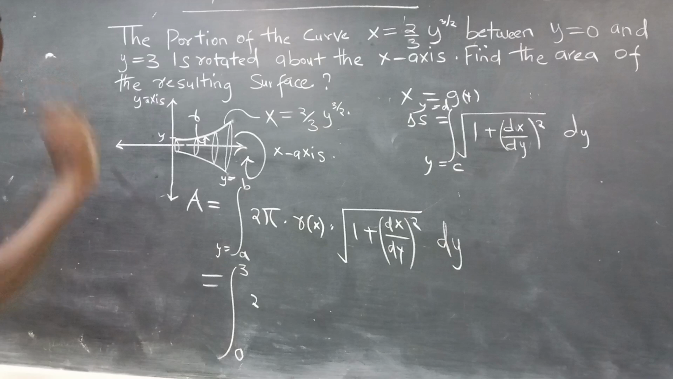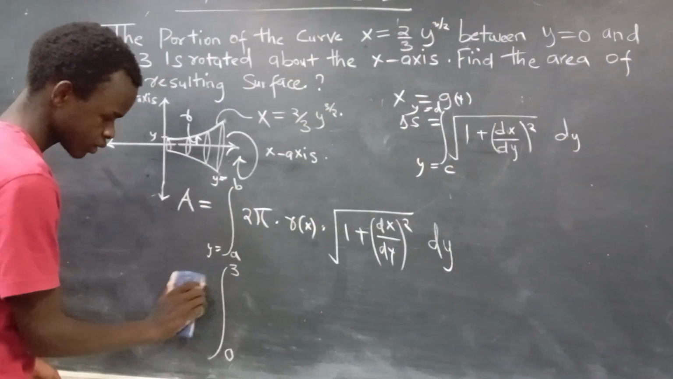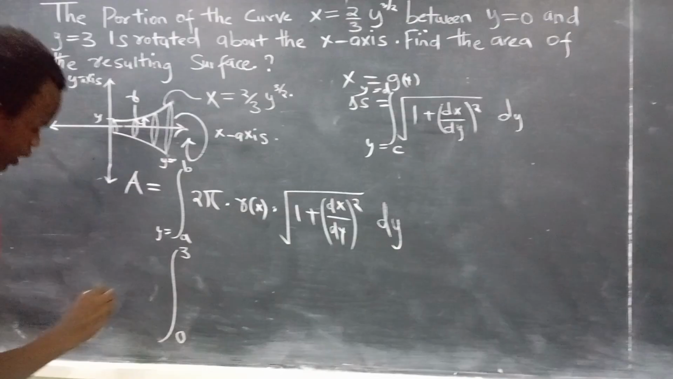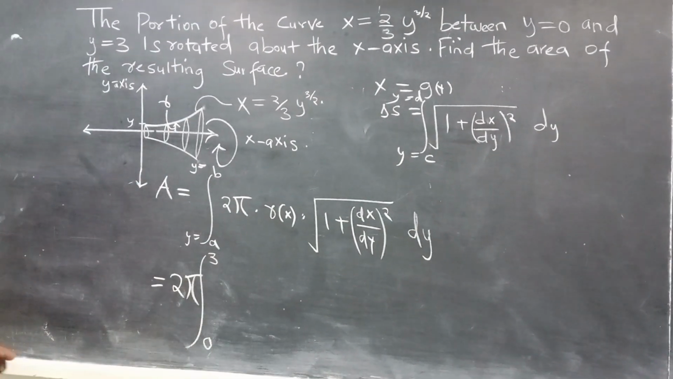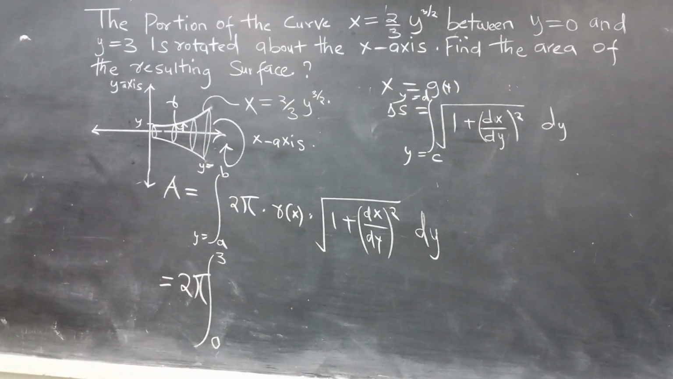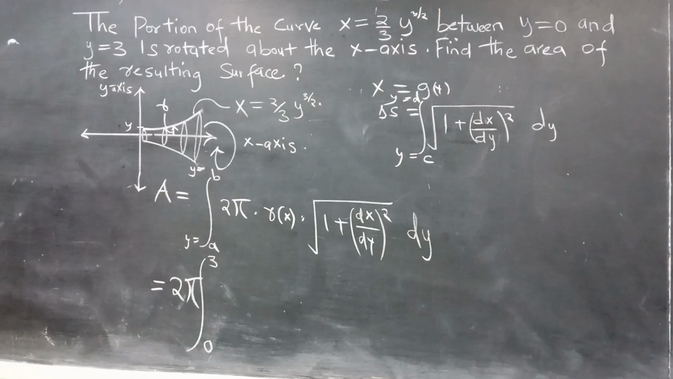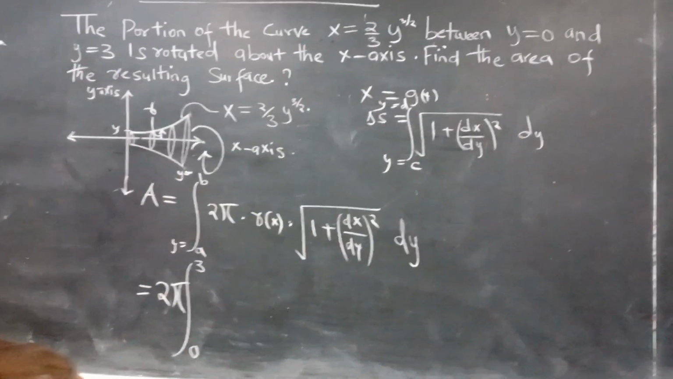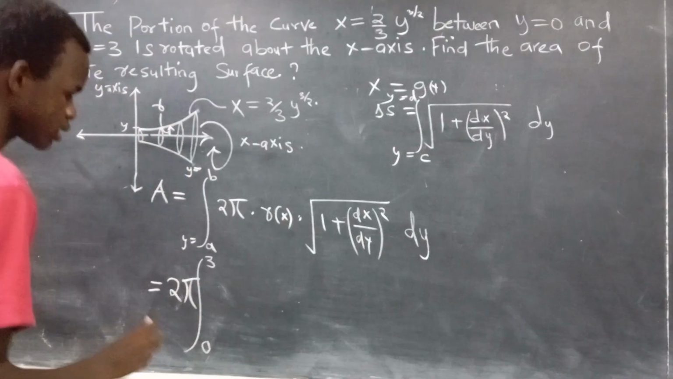But remember, 2 pi is a constant, so we'll take it outside the integral. So we'll get our area as 2 pi. What's r of x? R of x, I'll take it as y. The value of y. So r of x is the value of y. So I'll say my y.